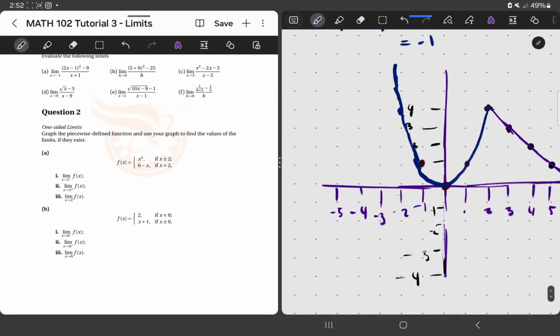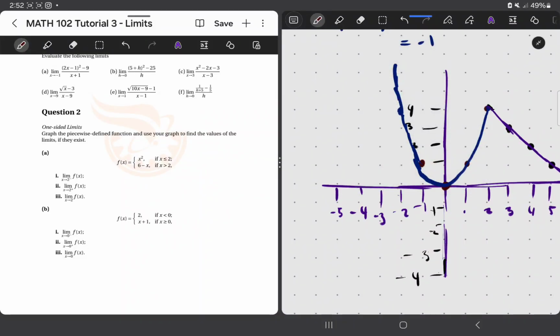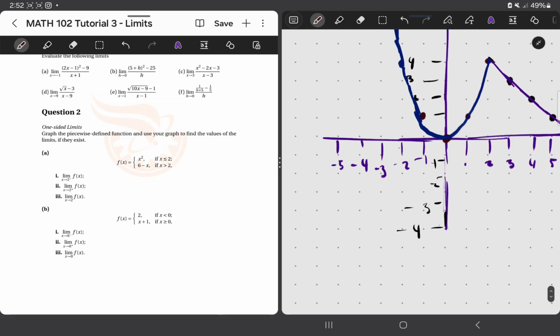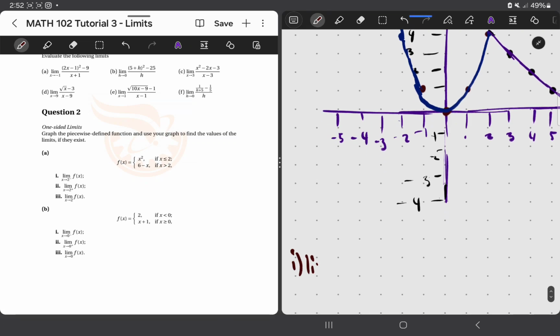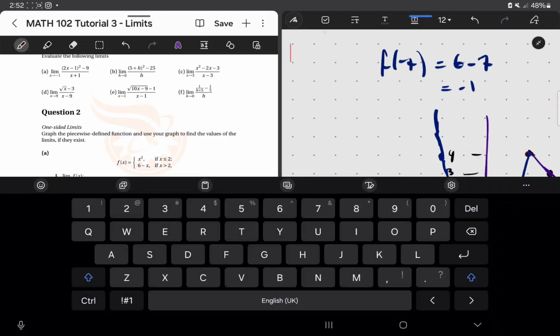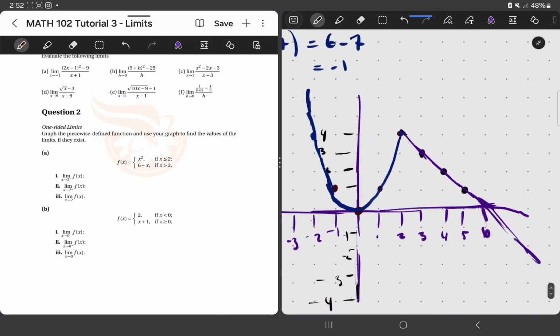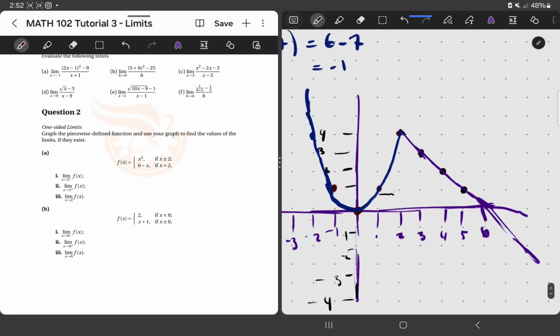Now, we want to check our limits using this solution, which we have worked so hard to get to. Now, we want to see, so part I, the limit as x goes towards 2 from the left of f of x. So x is going towards the value of 2 from the left. So here I'll be going towards this. So we are going towards 2 like this, okay?